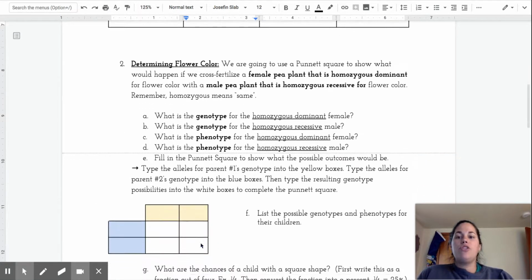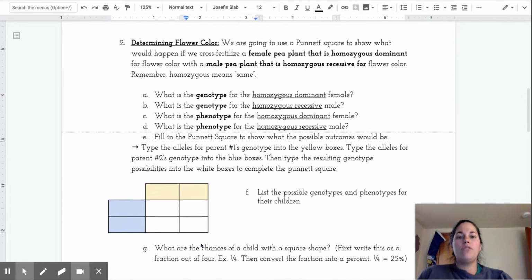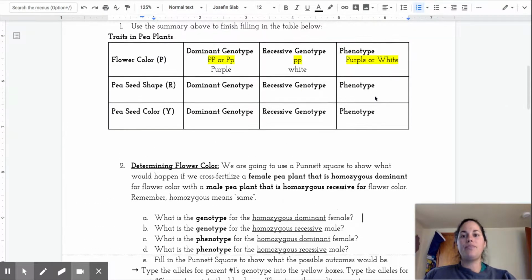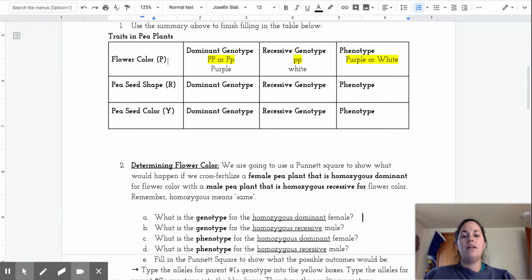So if we're going to determine flower color, we're going to use a Punnett square to show what would happen if we cross-fertilized a female pea plant that is homozygous dominant for flower color with a male pea plant that is homozygous recessive for flower color. Remember, homozygous means same. So what would the genotype be for the homozygous dominant female for flower color? Well, if we remember, flower color is this letter P, and for homozygous dominant, we would be looking here at our dominant genotype, and homozygous means same.